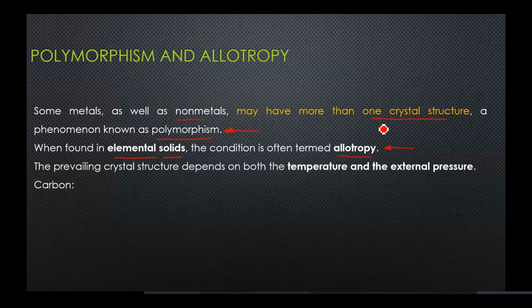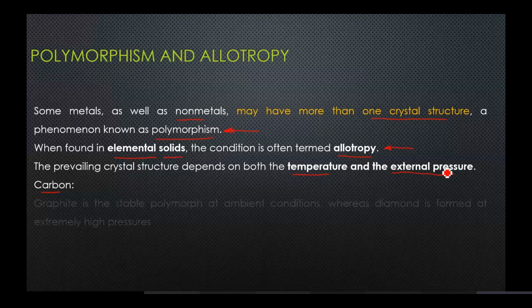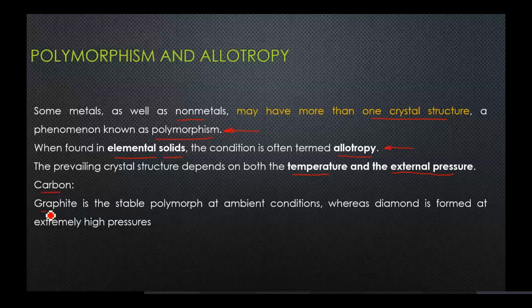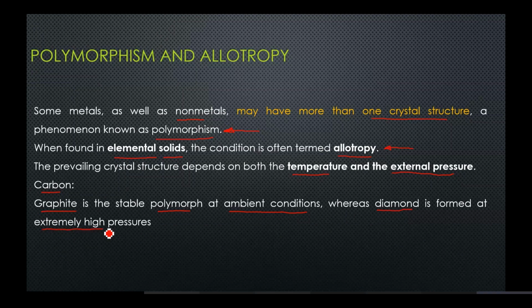For instance, the example of carbon. Carbon, depending upon the temperature and external pressure, could have the crystal structure in the form of graphite, which is a stable polymorph at ambient conditions, that means room temperature and pressure, whereas the same carbon, which is an elemental material, could have an allotrope, which is known as diamond, and it is formed at extremely high pressures. That means a different crystal structure known as diamond, which is being formed at higher temperatures.